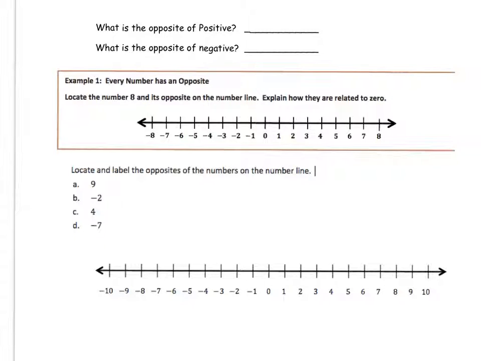So how do opposites relate to math? What is the opposite of positive? The opposite of positive, of course, is negative. And so the opposite of negative is positive. So we know this. So if we're talking about opposite numbers, every number has its opposite.